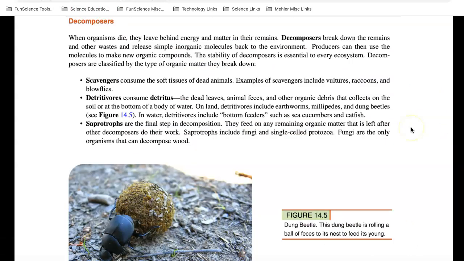When organisms die, whether they be plants or animals, they leave behind energy and matter in what remains. And there's a whole category called decomposers that break that down and allow the matter to recycle in the environment. There are decomposers like scavengers, detritivores, saprotrophs. All of these take a portion of dead matter and break it up. Make sure that you read and understand that.